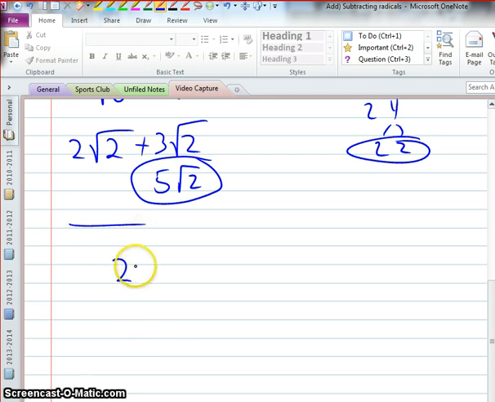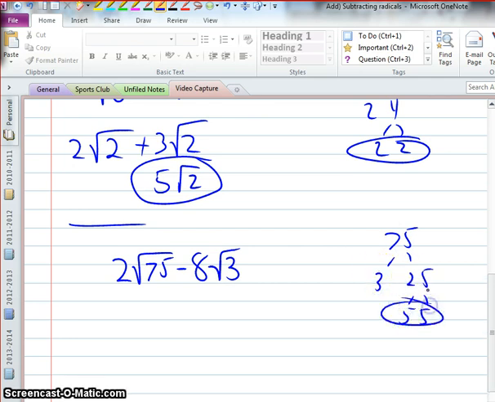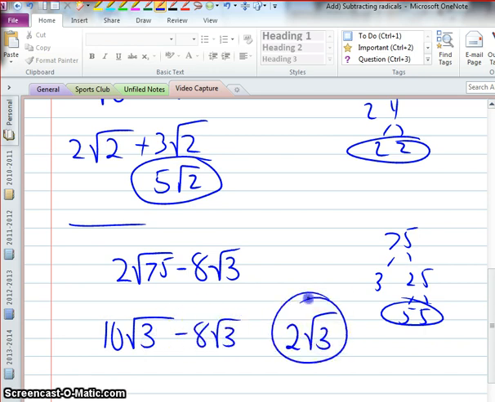So let's try 2 square root of 75 minus 8 square root 3. 3 is prime. But 75, on the other hand, can be 3 times 25 or 5 times 5, so a pair of 5s coming out. Now the 5 coming out, there's a 2 already there waiting for it, so that 2 times 5 is going to make that 10. And then we got a 3 left over. Bring down the other piece, and now you should be able to see we can make that 2 root 3.